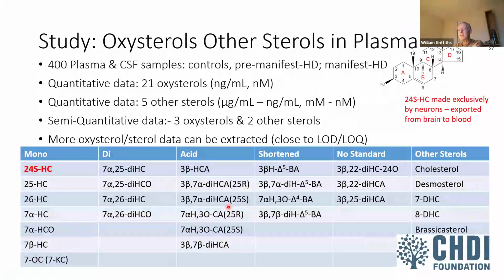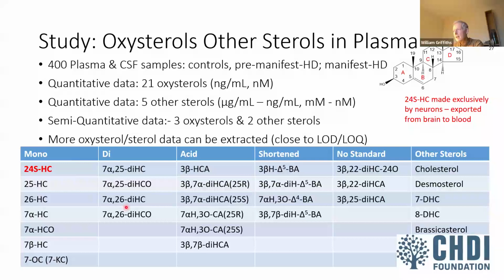We were sponsored to do a reasonably large study by the CHDI Foundation in the USA. We looked at 400 plasma samples and 400 CSF samples from controls, from pre-manifest HD, that's people who've got the genetic predisposition to get HD, and those with manifest HD, once the symptoms have started. We measured 21 oxysterols and five other sterols.